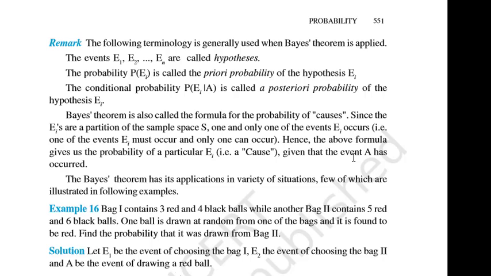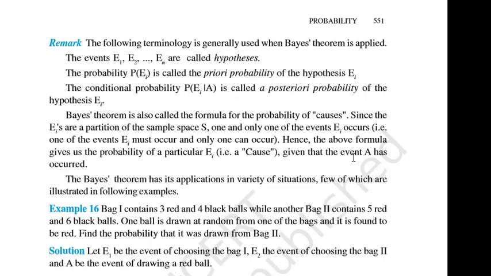Now, when I know the event A has occurred, then what is the cause for that event A, that is, which partition is involved there, the probability of that event is found using Bayes theorem. So the Bayes theorem has its application in a variety of situations that we can understand when we see a few examples. I will discuss one example here and then a few more examples we will discuss in our next class.